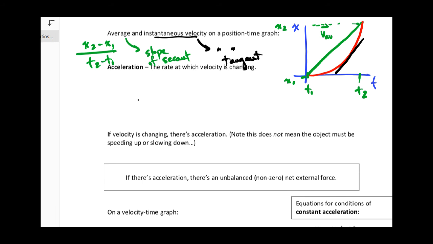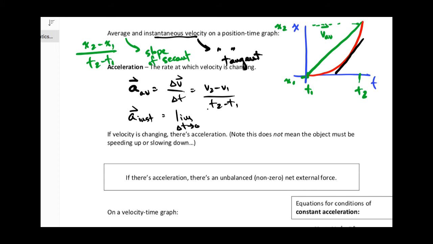Carrying on, acceleration just takes the whole process one further step. So average acceleration is equal to change in velocity over change in time, which is v2 minus v1 over t2 minus t1. Again, if we want instantaneous acceleration, we take the limit as time goes to 0, meaning we take a very small time interval over which we calculate the change in velocity.